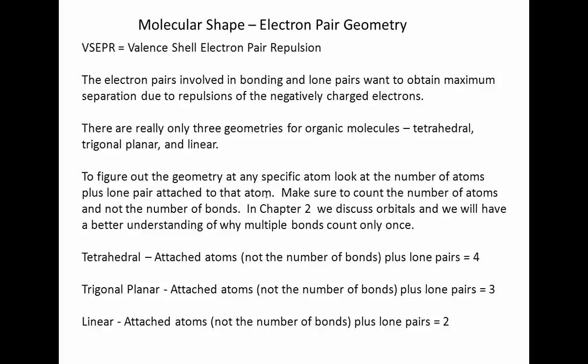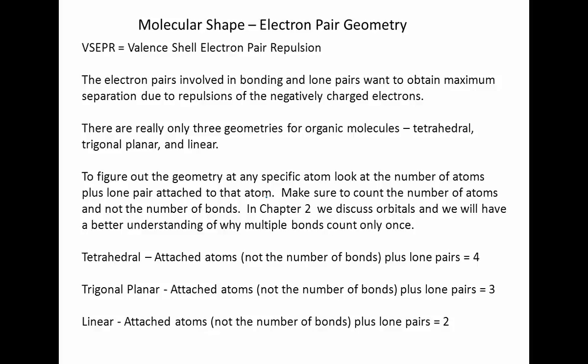To figure out the geometry at any specific atom, all we have to do is look at the number of atoms plus the number of lone pairs attached to that atom. Make sure to count the number of atoms and not the number of bonds. We'll see that when we look at a couple of examples. In the next chapter, we'll discuss how the S and P orbitals combine to make these geometries, and we'll have a better understanding of why we count multiple bonds only once.